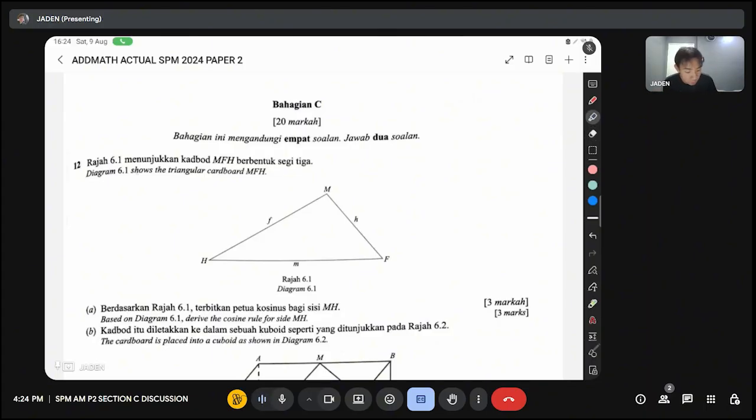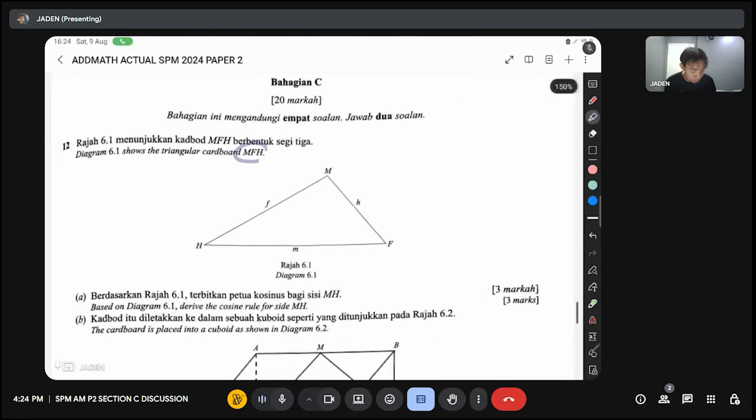Diagram 6.1 shows the triangular cardboard MFH, okay? And it says based on diagram 6.1, derive the cosine rule for the side MH. Okay, this is your MH.